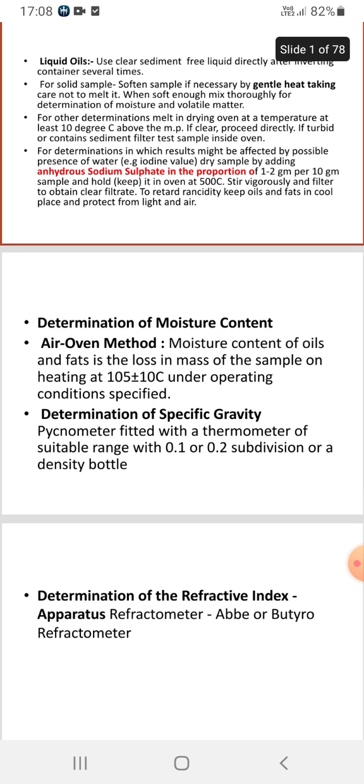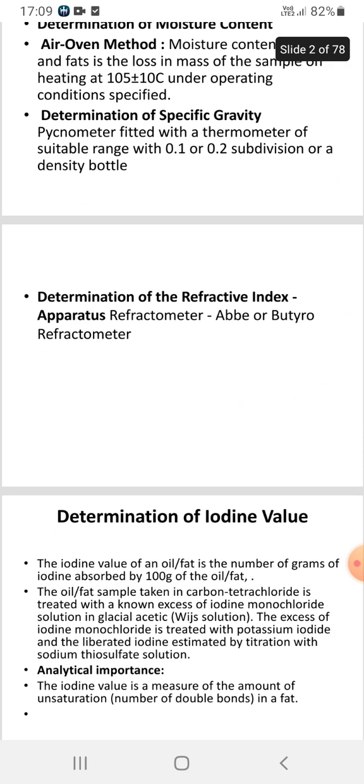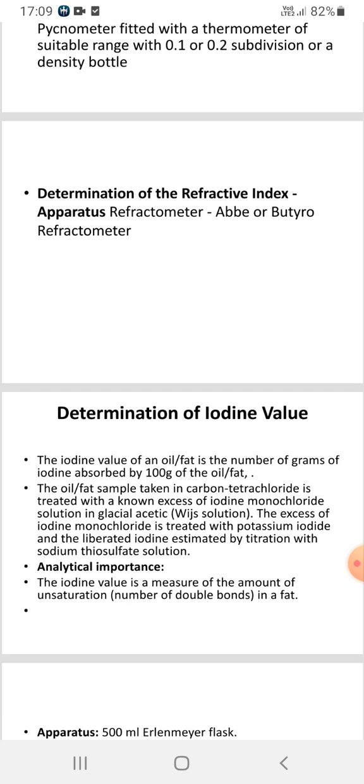We can take the sample in a specific gravity bottle. We can take the blank in another specific gravity bottle. We can weigh both samples and then we can calculate the difference and we can get the specific gravity. We can check the refractive index of an oil sample by using a refractometer. A refractometer is an instrument used for measuring the refractive index of any substance.